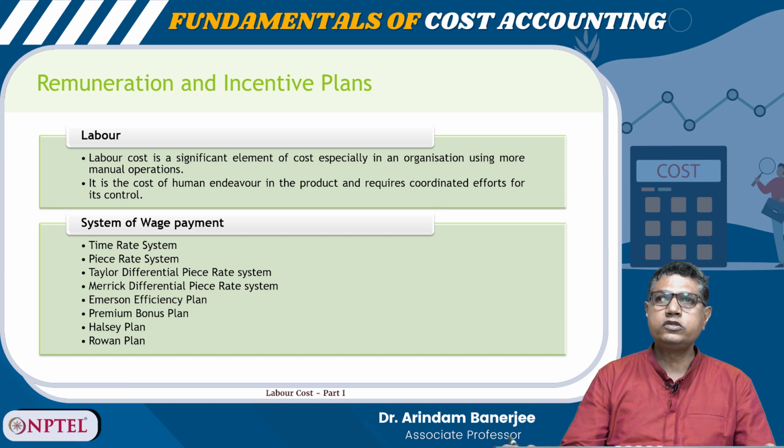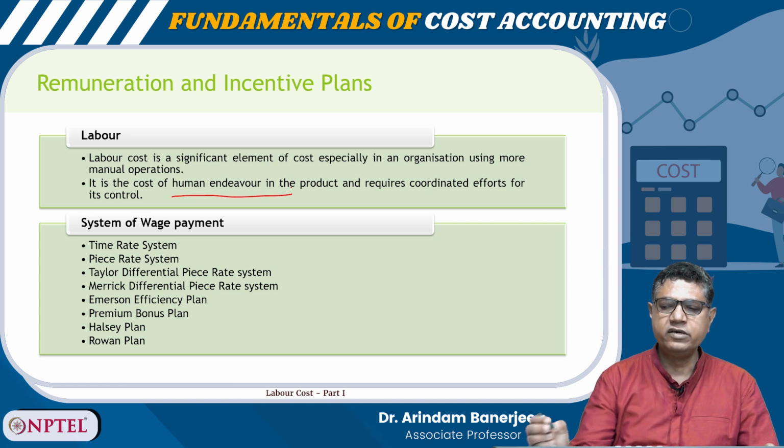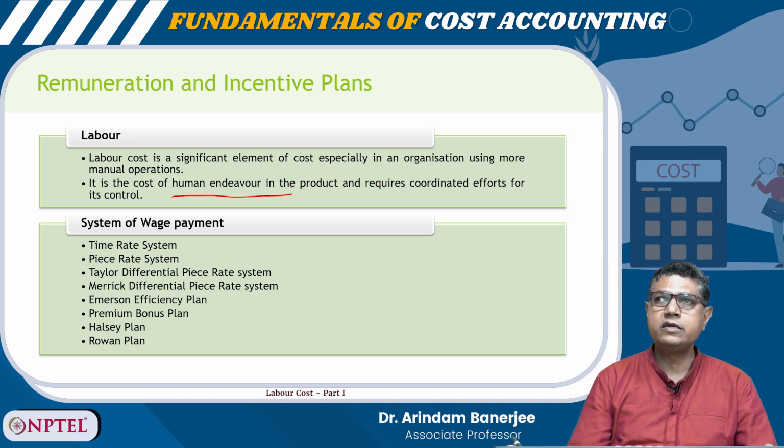And it is the cost of human endeavor in the product. So, one noticeable thing is it is the human endeavor in the product and requires coordinated efforts for its control, right. Now, the management can follow several systems of wage payment for calculating the wage payable to the workers.